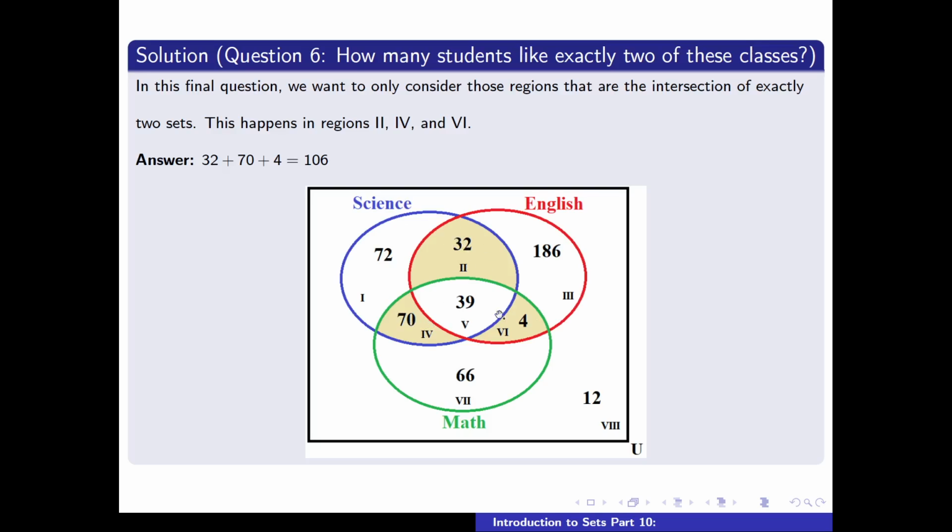So, to answer our question, we take the sum of all 3 of these in the shaded regions. So we add 32 plus 70 plus 4. We get a total of 106 students like exactly 2 classes. Okay?